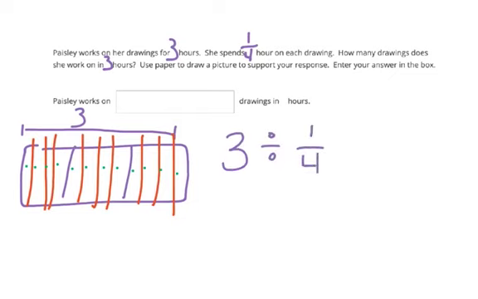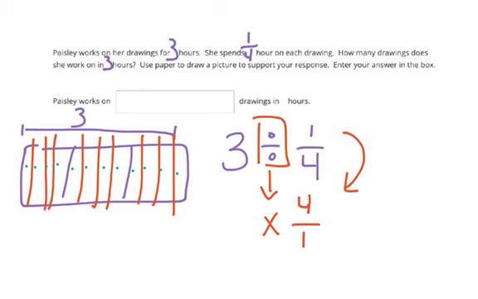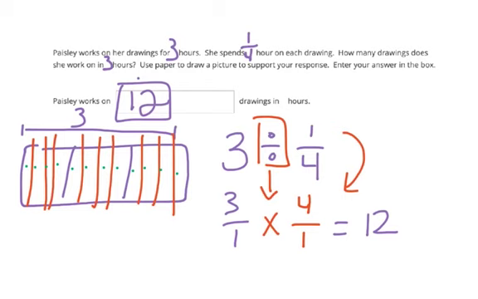So mathematically, it's 3 divided by 1/4. What's the pattern? The pattern is we multiply by the reciprocal. That's how you get 12. So she works on 12 drawings in 3 hours. What questions do you have?